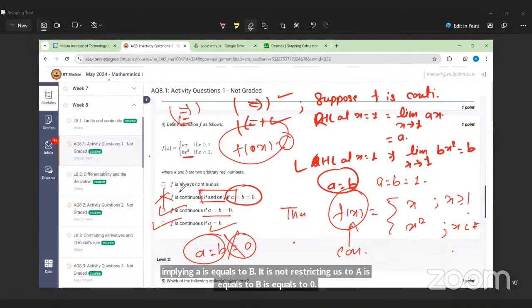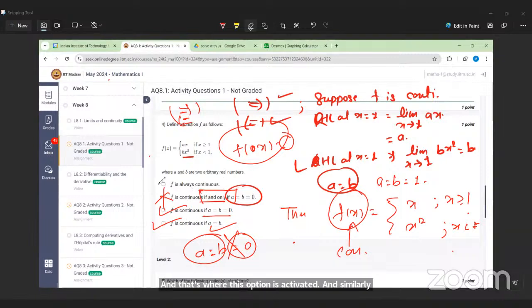And similarly, I think the option that f is always continuous is also not correct, because if you take a and b to be distinct values, then it won't be continuous. Okay, is that fine? Yes, ma'am.